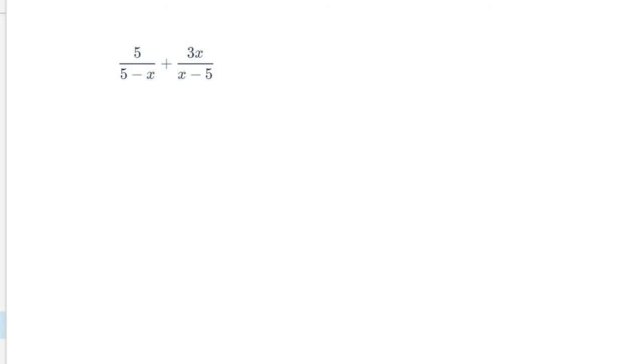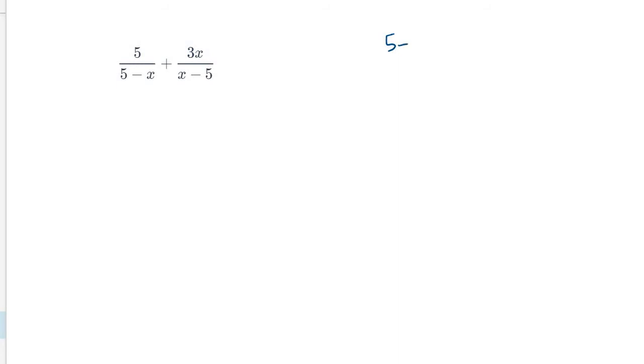All right, now, sometimes you might need to factor the denominator before you can continue to do the work. So what we have right here is 5 minus x and x minus 5. At first glance, you may think they are the same, but they are not really the same. They are different. So I want to factor that x minus 5. I want to factor it.